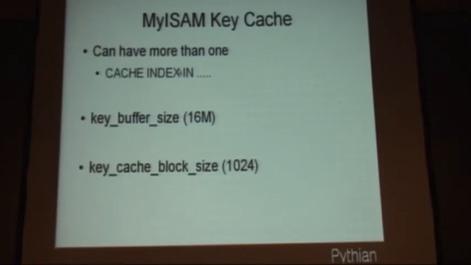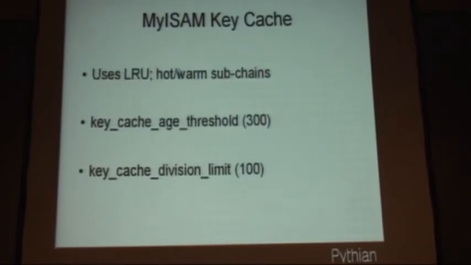It's really pretty easy. So the MyISAM key cache, how does it figure out what should stay and what should go? It uses a least recently used algorithm. There are also these things called hot and warm subchains, and basically after a certain amount of time, something will go from the hot cache to the warm cache, and then from the warm cache it will be purged. I tell you that to tell you this.